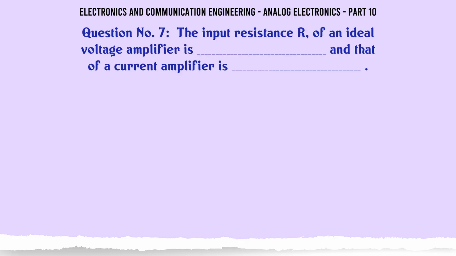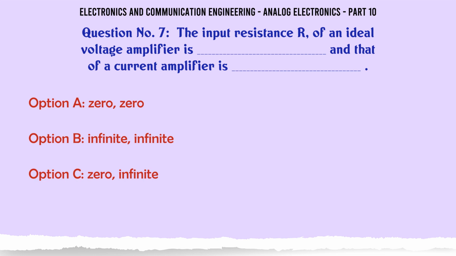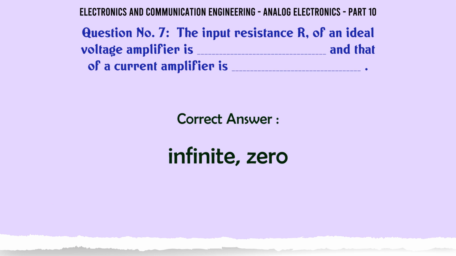The input resistance Ri of an ideal voltage amplifier is ___ and that of a current amplifier is ___: A. 0, 0, B. infinite, infinite, C. 0, infinite, D. infinite, 0. The correct answer is infinite, 0.